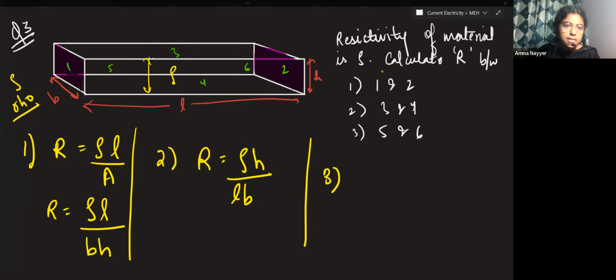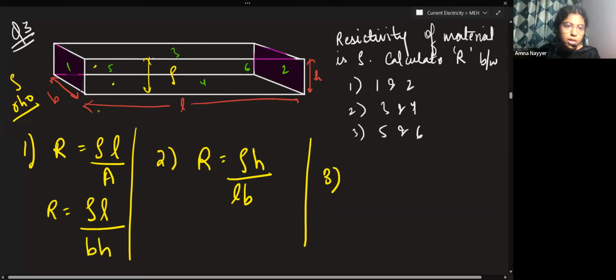See, this is the separation. This is the final wall. This is the initial wall. This is the separation between them. So R will be equal to rho, and instead of L, we'll have B. And what is the area of this rectangular face? Length multiplied by height. Yes, note down this expression.